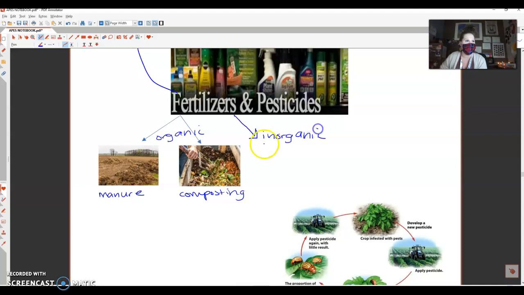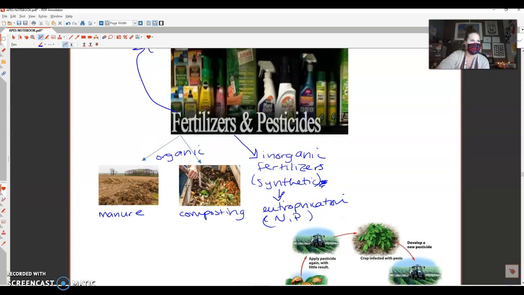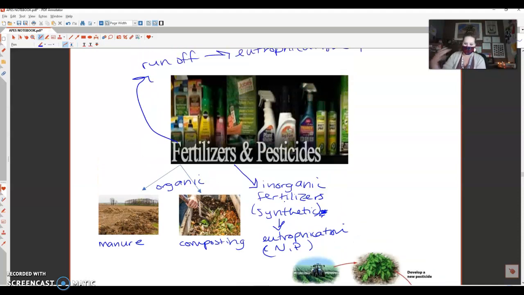Now, we also have inorganic fertilizers. Okay, so these are the ones that are synthetic. These are chemicals. These are chemicals made in a factory. These are the ones that will lead to eutrophication because they have lots of nitrogen and phosphorus. Okay? All right. Now, pesticides, on the other hand, these are meant to take away, obviously, pests.